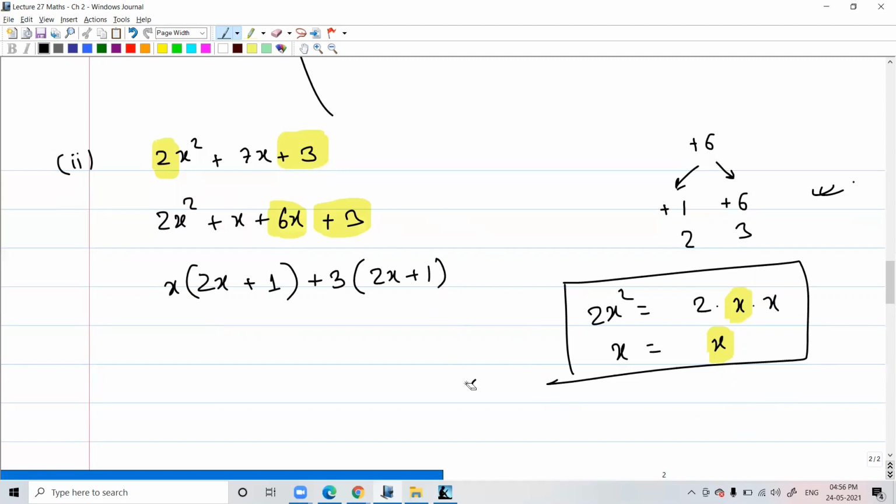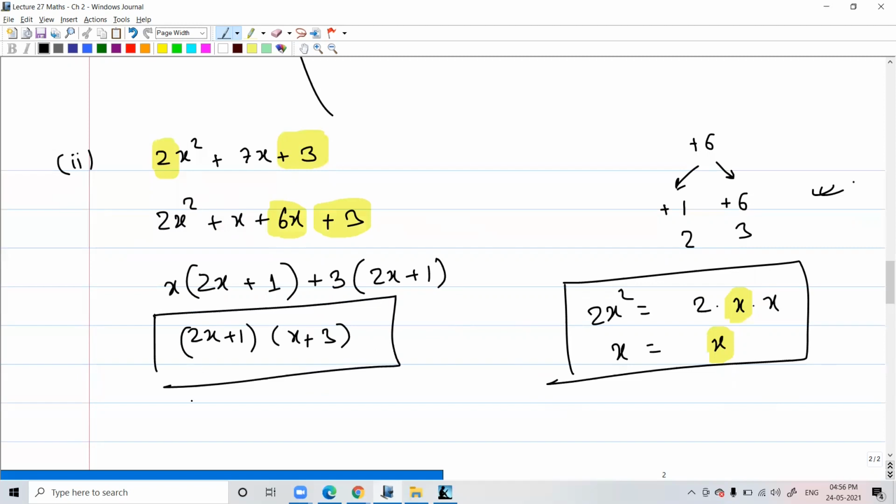Okay. Same way, then 2x plus 1, 2x plus 1, you take common and you write it here. And x plus 3 is remaining. Okay. So this is your answer. Splitting the middle term.